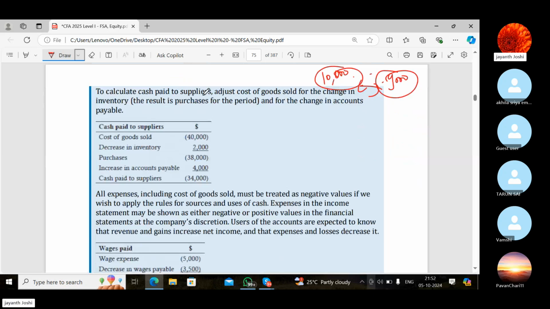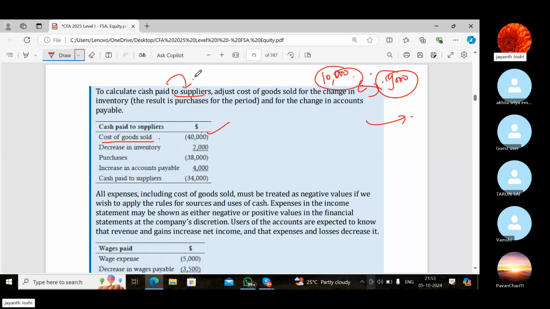Now cash paid to suppliers. First, we will go with COGS. I already told you we have to take that income statement item which is connected with payables in the balance sheet, and that is purchases, and purchases is a part of COGS. So COGS is given in the income statement. And then cash paid to suppliers.